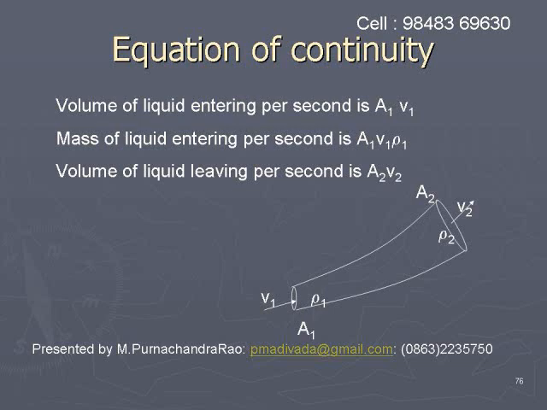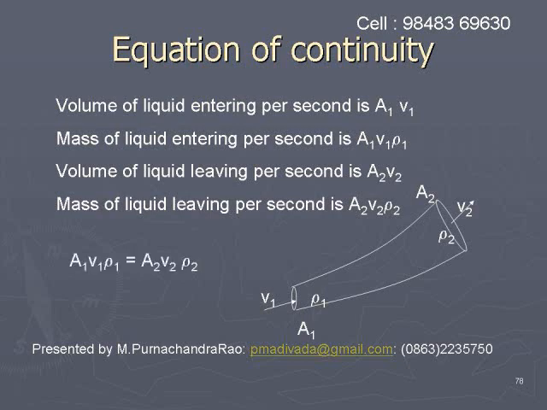then the mass of the fluid entering the tube of flow is A1 v1 ρ1 per second. A1 v1 is the volume entering per second. A1 v1 ρ1 is the mass of the fluid entering the tube of flow per second. A2 v2 is the volume of the liquid leaving per second. Then A2 v2 ρ2 is the mass of the liquid leaving per second. Since the mass flow rate is constant, A1 v1 ρ1 is equal to A2 v2 ρ2.